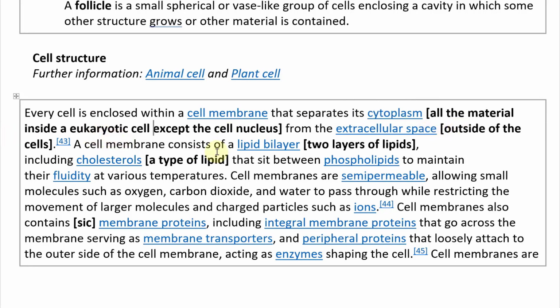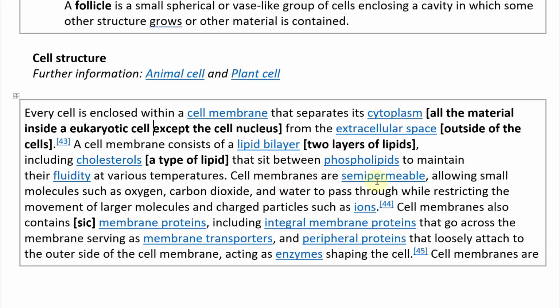A cell membrane consists of a lipid bilayer, so 2 layers of lipids, as I showed earlier, including cholesterols, which is a type of lipid that sit between phospholipids to maintain their fluidity at various temperatures. A number of phospholipids have that hydrophilic end with 2 hydrophobic tails. So the top end likes water, the bottom tails don't like water.